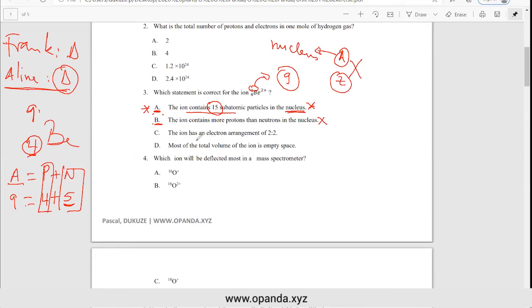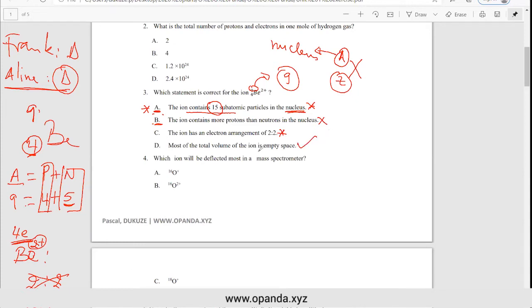And then the ion has an electron arrangement of this. This one also is not correct. Why? Because we have 4 electrons in the neutral atom, but this is an ion with a double positive charge, showing that it has lost 2 electrons. So if it has lost 2 electrons, then the electron arrangement is 2 only. So it is not 2 and 2. This is wrong. We have 2 only because the ion has lost 2 electrons, remaining with 2 electrons. So the right answer is D.